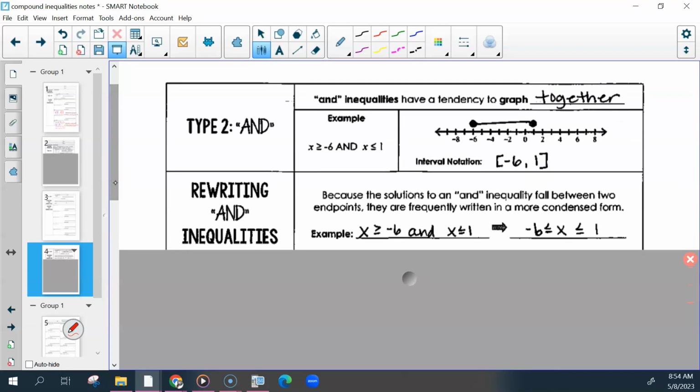Go ahead and write this down. So remember that and or inequalities are opposites. Or inequalities have a tendency to graph apart, and inequalities have a tendency to graph together.